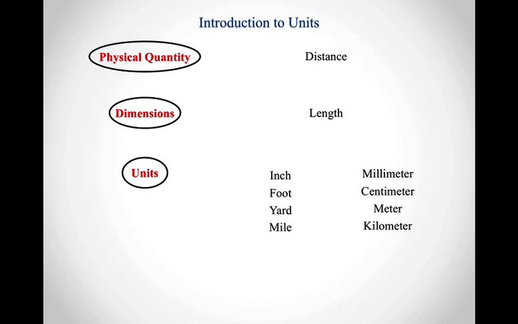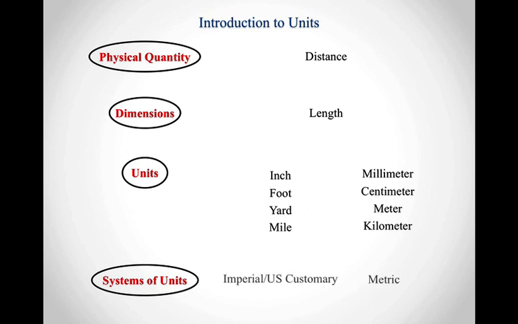Now you'll notice that I've clustered these units together, and that's because they belong to different systems of units. So the set on the left here, inch, foot, yard, mile, those are imperial units, US customary units, often called British units, right? These are the ones that we often use casually in everyday life here in the US. On the other side, this other set, millimeter, centimeter, meter, kilometer, those are all metric units. And again, the metric system is the one that tends to be far more commonly used in scientific circles.